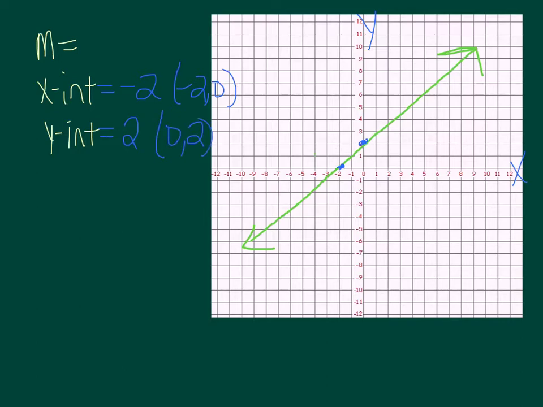Now we need to find our slope. Since we have 2 points, we're just going to use those 2 points. There's no reason to draw 2 more points. So I want to do rise over run. I rose 2, ran 2, and it's positive. So my slope is 2 over 2, which reduces to 1 over 1.